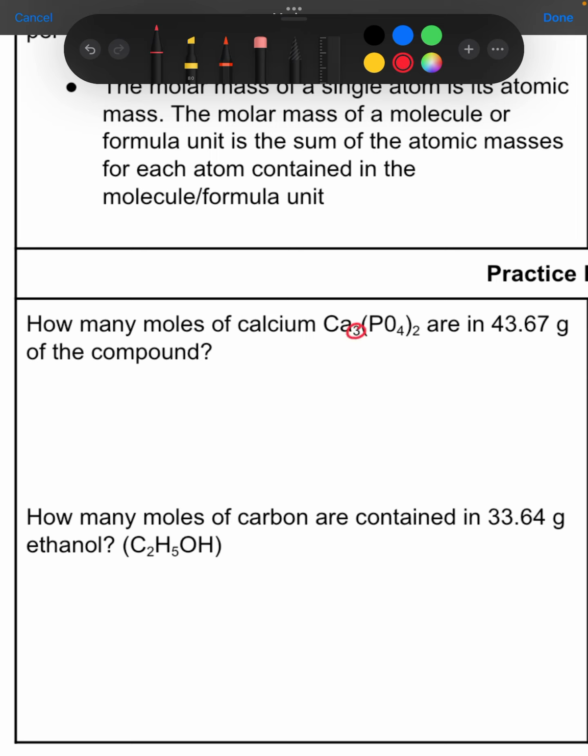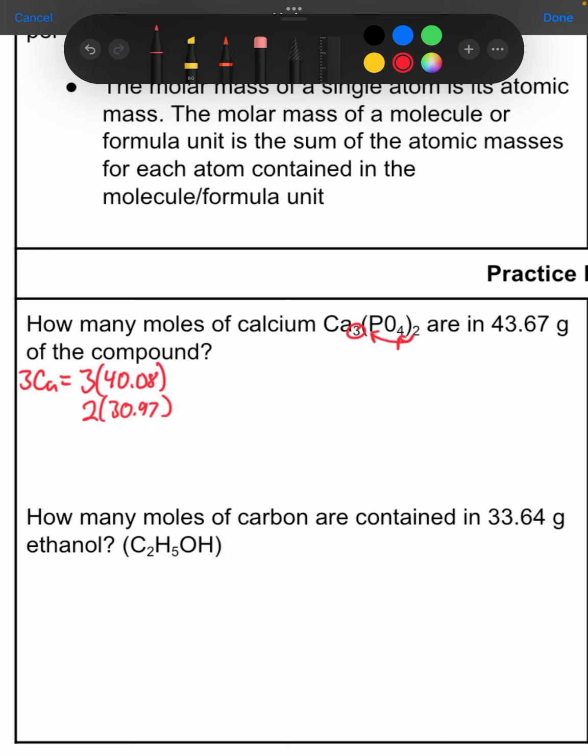I know that there are 3 calciums. So I'm going to take 3 times the molar mass of calcium, which on our periodic table is 40.08. I'm going to have 2 phosphoruses. This 2 on the outside of that set of parentheses is going to distribute to both of those things, right? So I know that I'm going to add phosphorus's molar mass twice, and that's going to be 30.97.